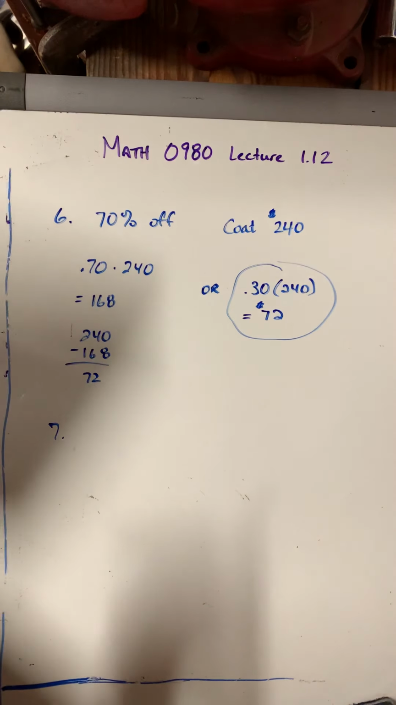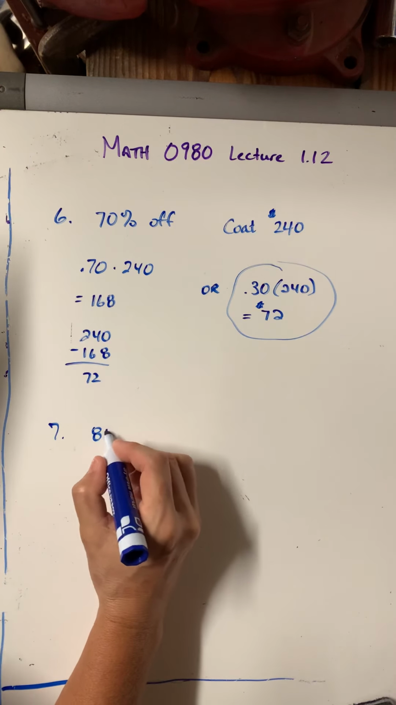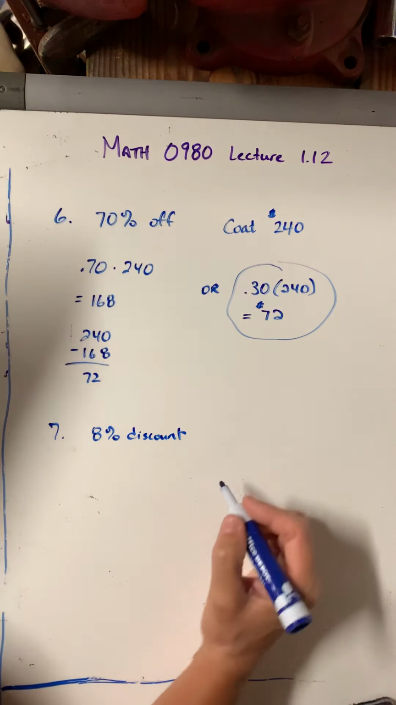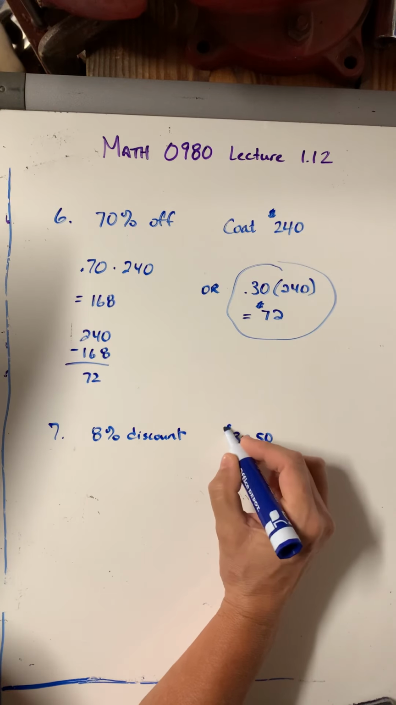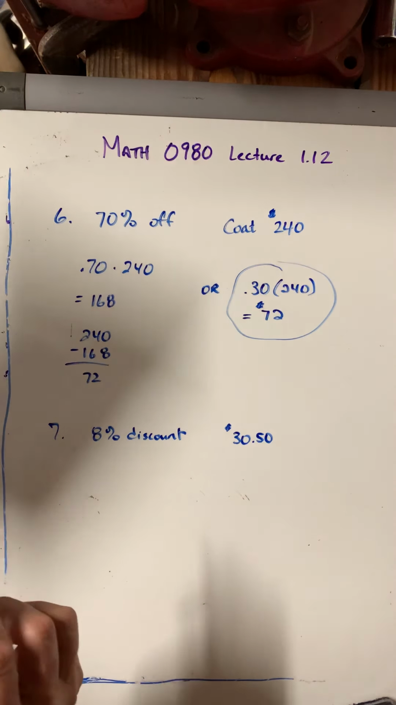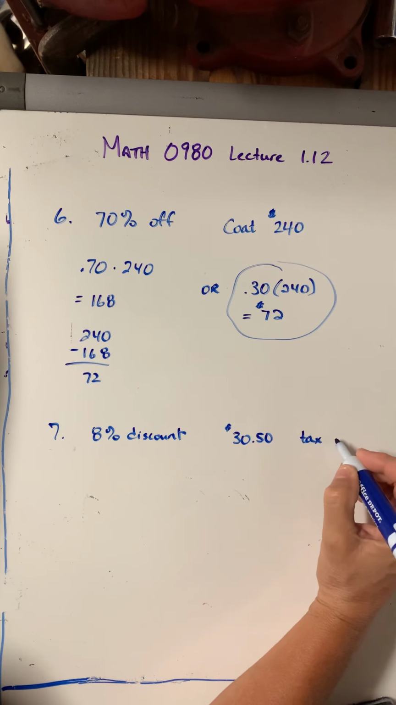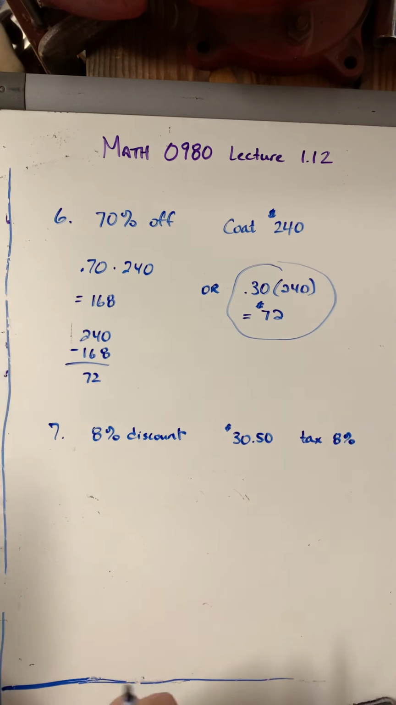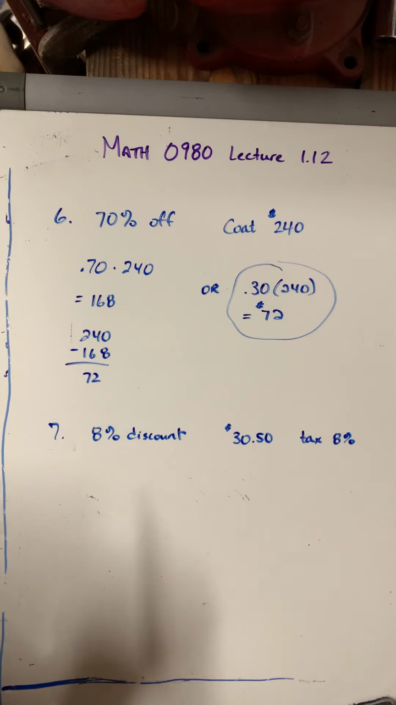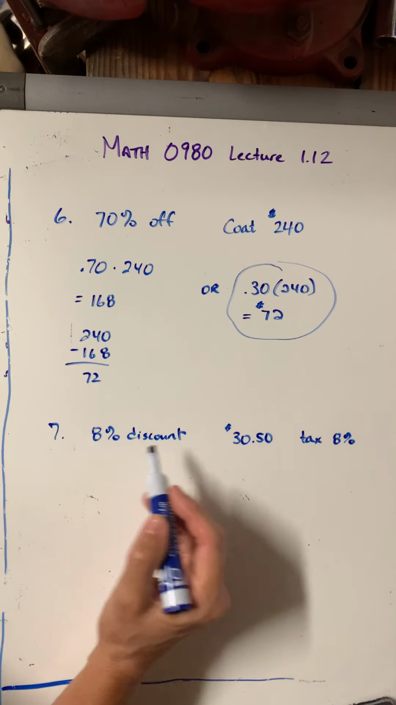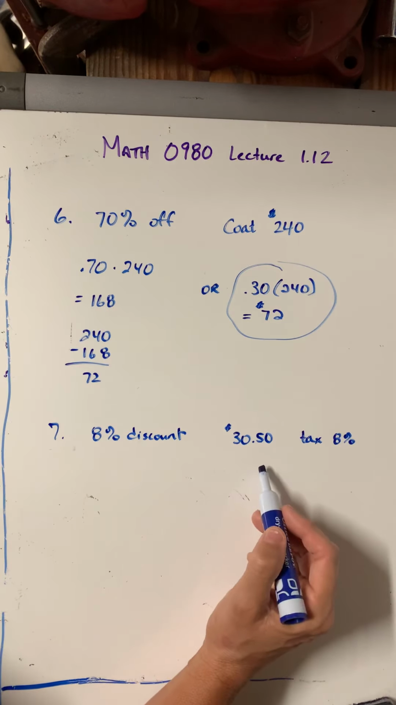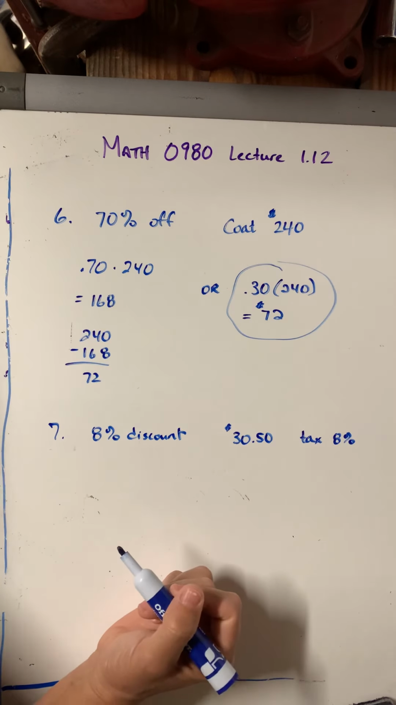It says college students are offered an 8% discount on a textbook that sells for $30.50. If the sales tax is 8%, find the cost of the textbook including the sales tax. So this is a little bit tricky. People think that if I'm discounting 8% and then I'm adding 8%, that those cancel out. But they don't, because the discount is 8% of this amount. The tax is 8% of whatever this minus the discount was. So these two numbers end up being a little bit different.